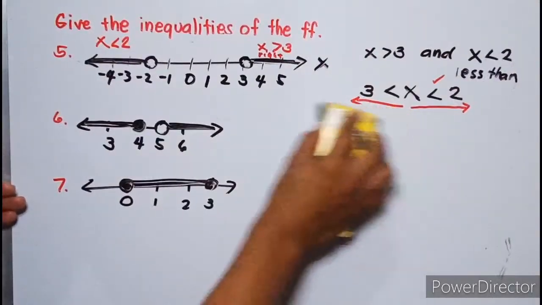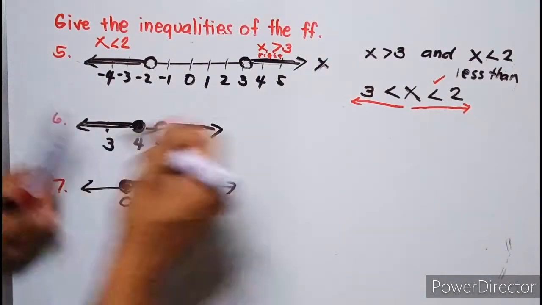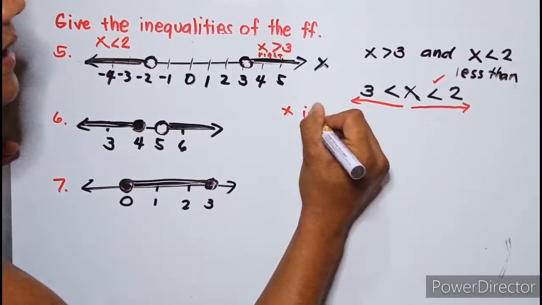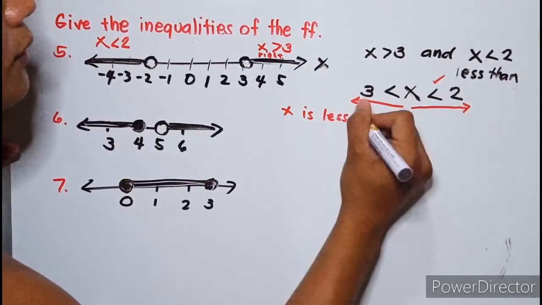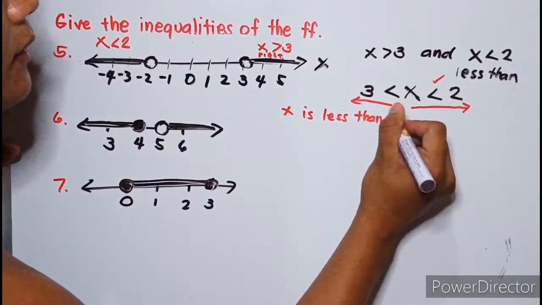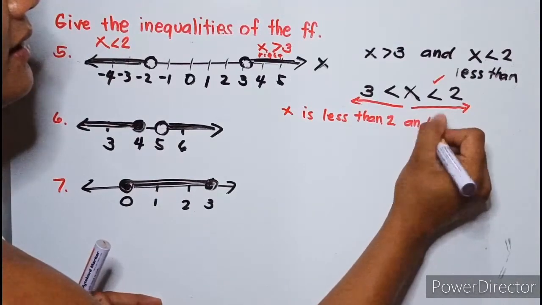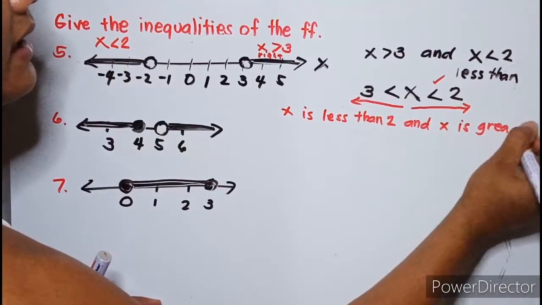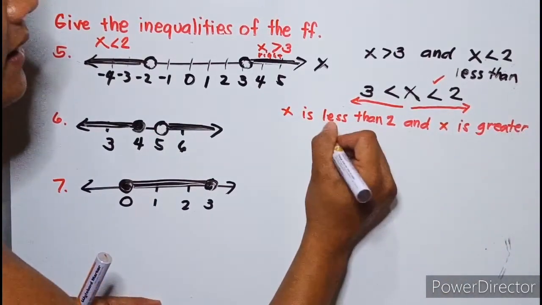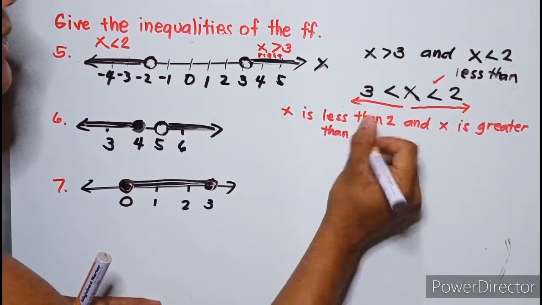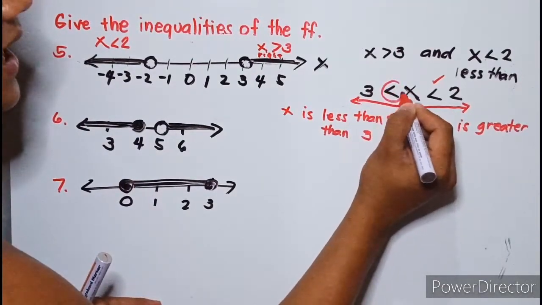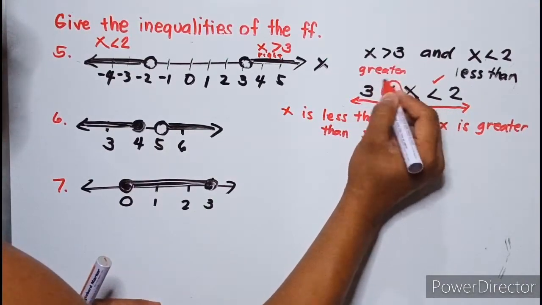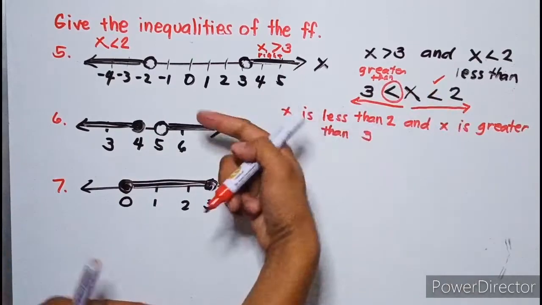So, isulat natin. So, ang basa dito, x is less than 2 and x is greater than 3. So, take note, less than siya, pero ang basa ay greater than. Kasi going to the left.